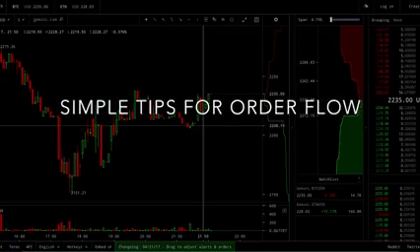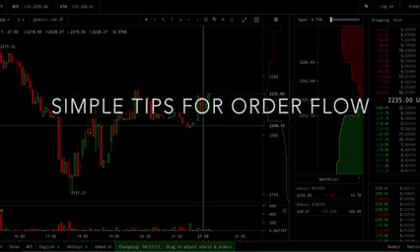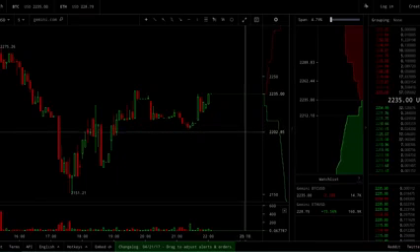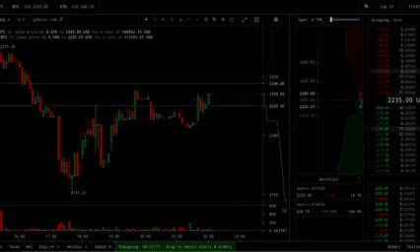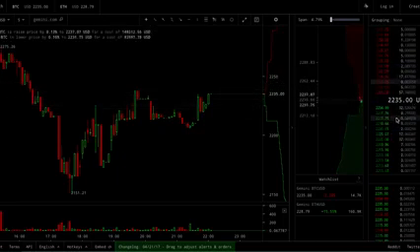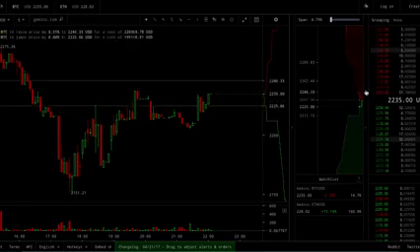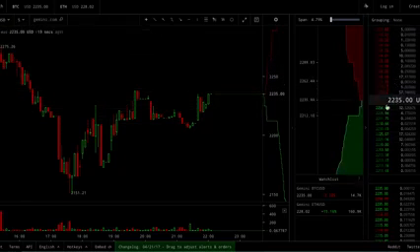Hi traders, today I will be going over 4 simple tips that will help you in trading order flow. Again, order flow is simply looking at this area, which is just a representation of price as related to the orders, the order flow here, and the order history that's here.